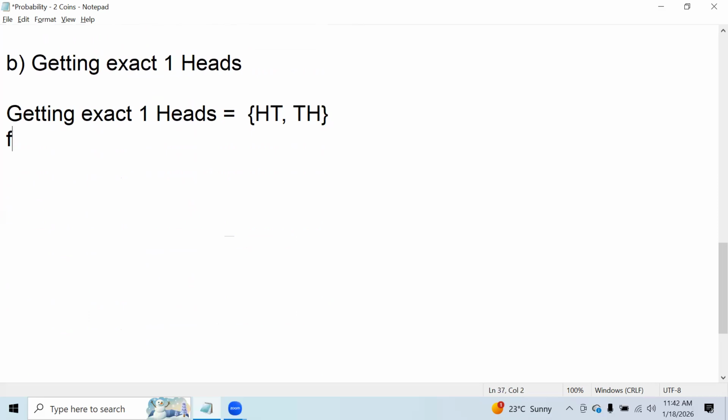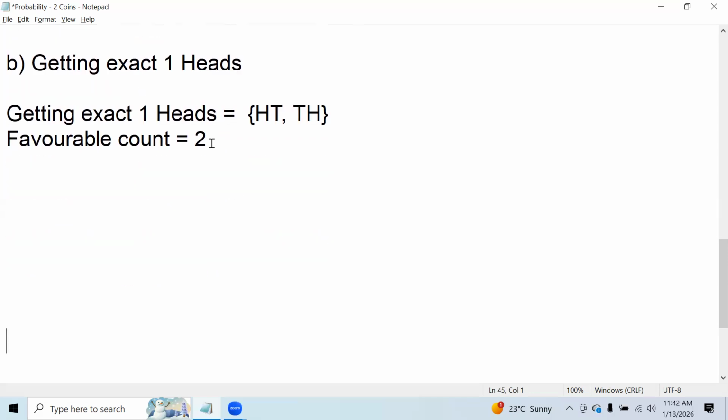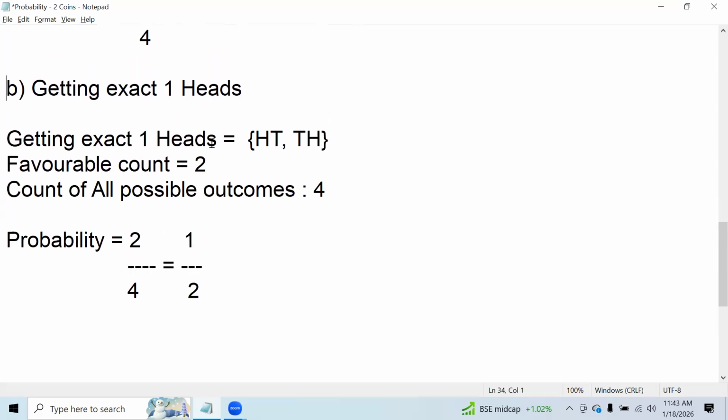So the favorable count is 2. And all possible outcomes, we already know, is 4. Wherever we have a two coin problem, this will remain constant. And the probability for getting exactly one head will be favorable outcomes 2 upon all possible outcomes 4. So 2 ones are 2, 2 twos are 4. So that will become 1/2. So our answer, the probability for getting exactly one head, is 1/2.